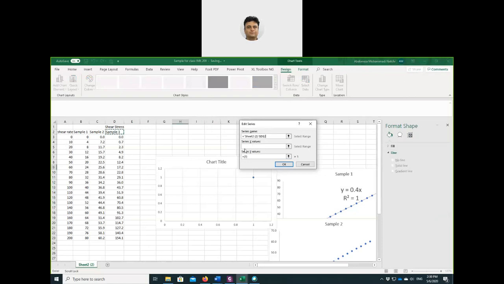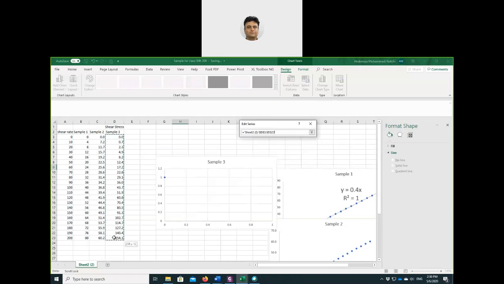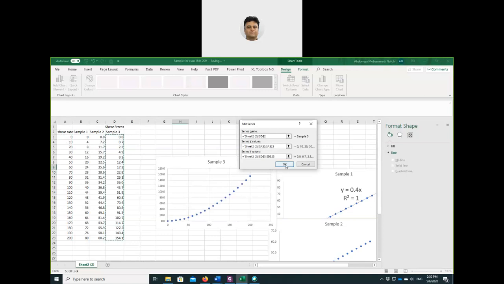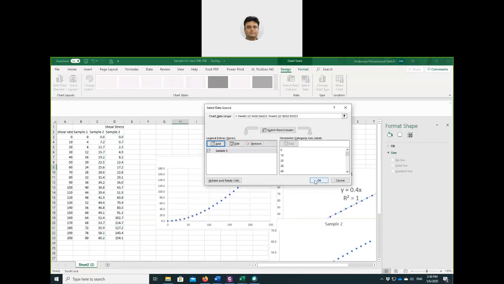So the x axis is shear rate and the y axis is shear stress. Okay, that's all. That's it.